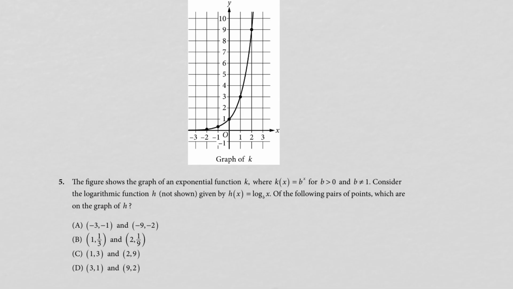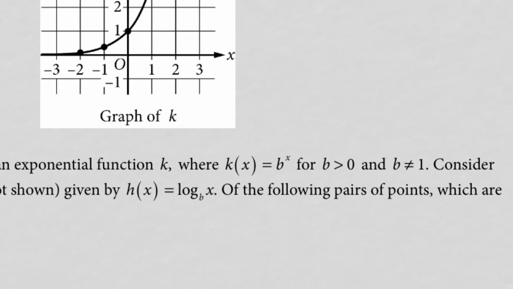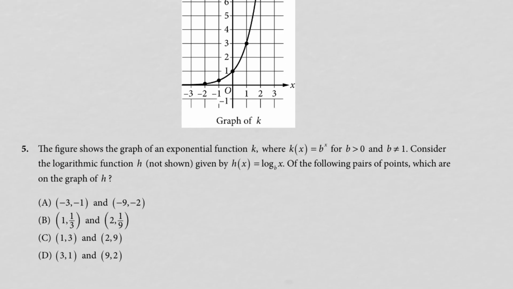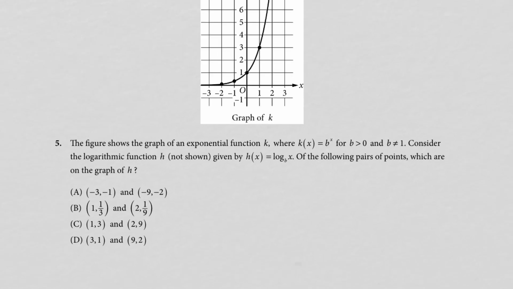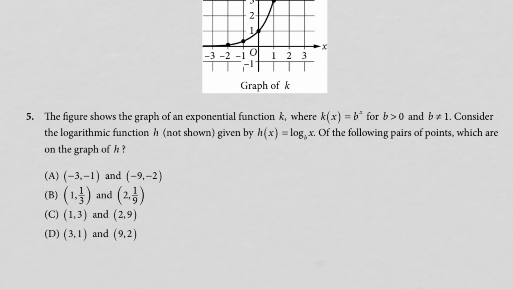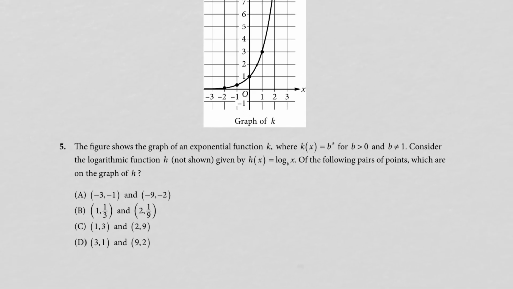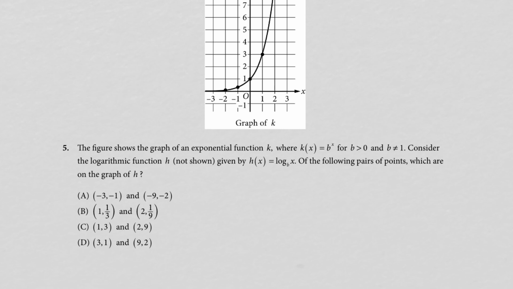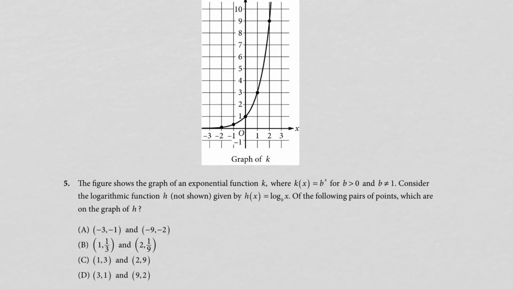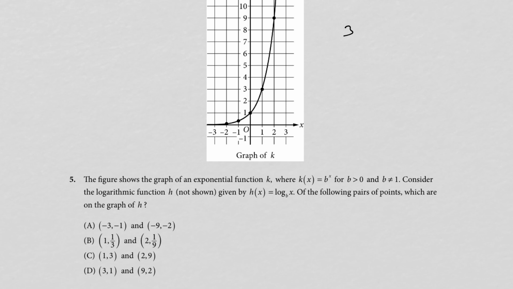Number 5, we have a graph of the exponential function b to the x power. B is greater than 0. It's also greater than 1. To have exponential growth, consider the logarithmic function represented by log base b of x. So first of all, this graph, you can see it's going up from 1 to 3 to 9, so it's actually 3 to the x power.